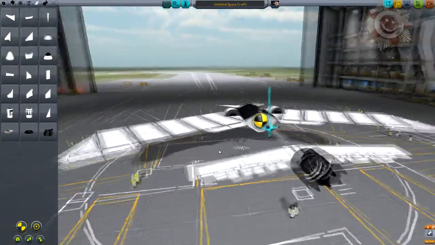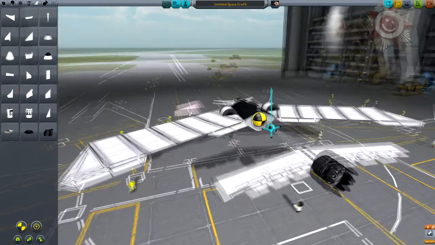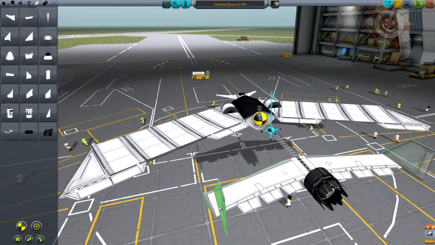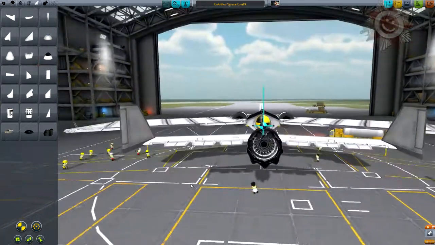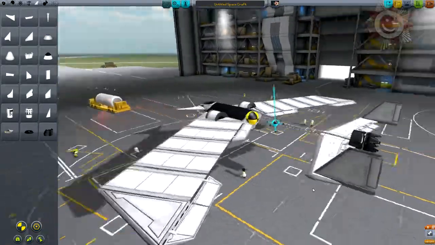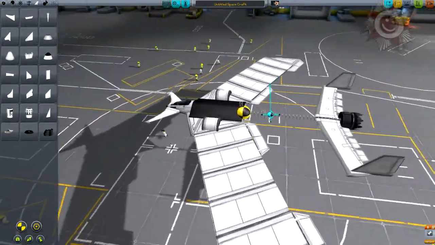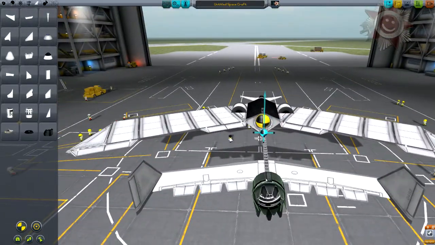Now what we need for our plane is a rudder. Every plane needs one. I'm going to put one right here. Actually two. It's a twin rudder, like so.